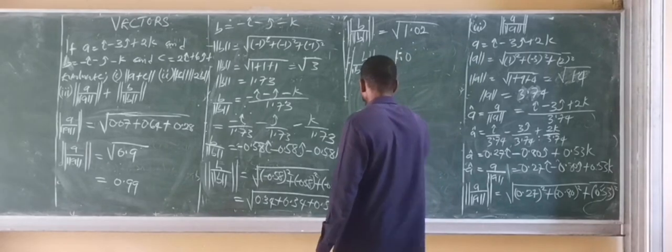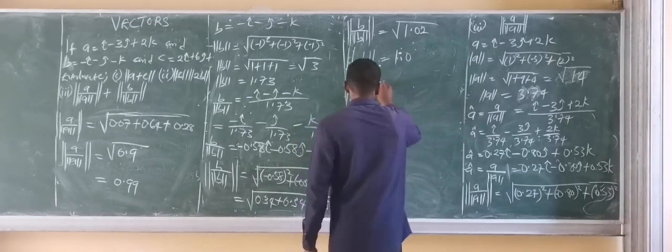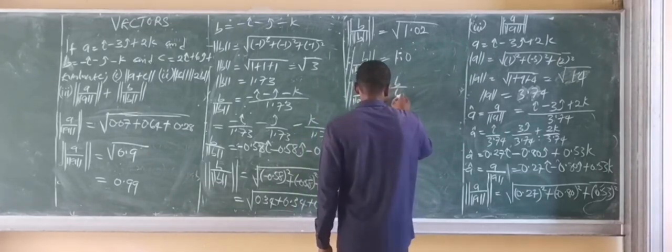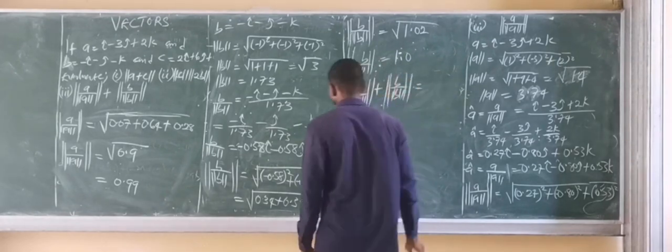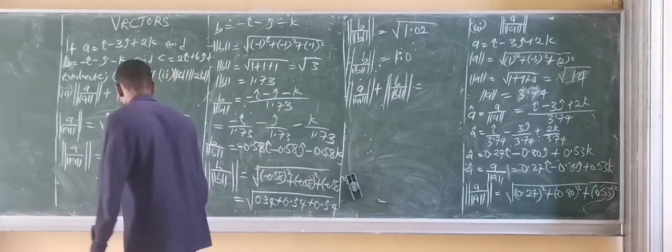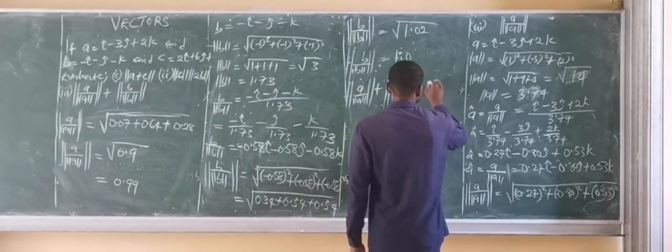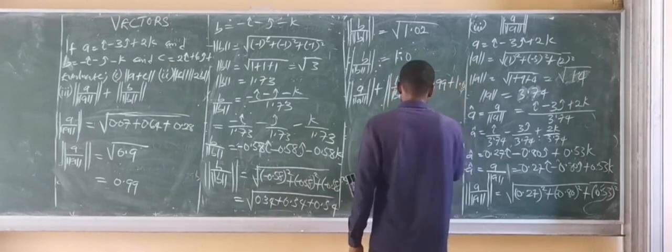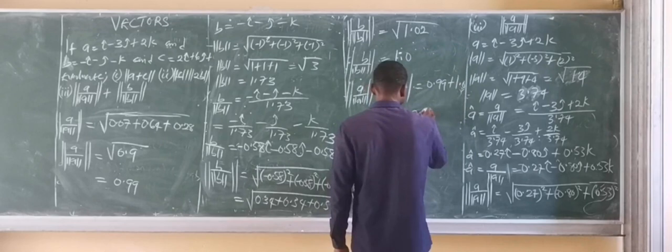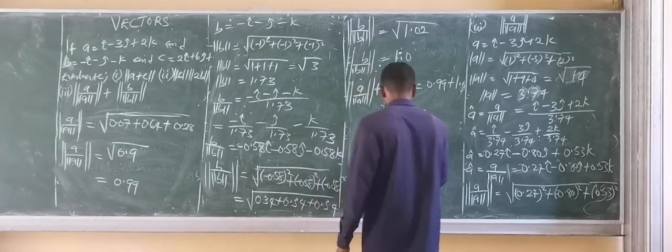But the question says we should find the magnitude of the unit vector of A plus the magnitude of the unit vector of B. We obtained 0.99 for A, which is approximately 1. So 0.99 plus 1.0 is actually 1.99. You can also say it's approximately 2.